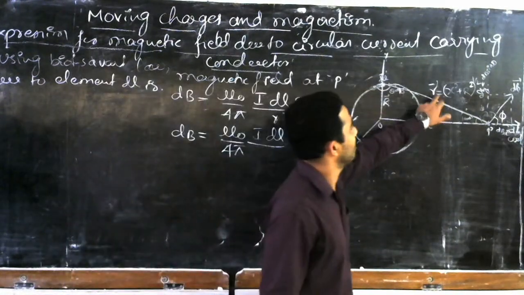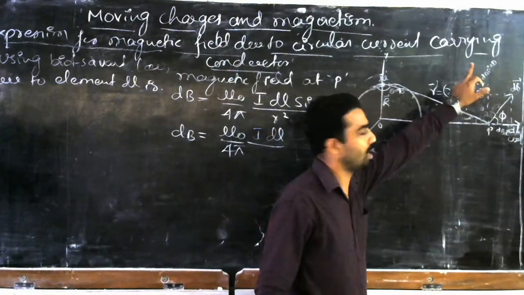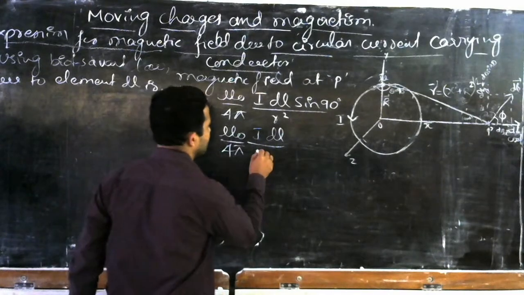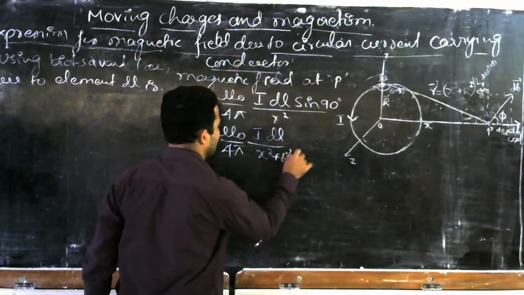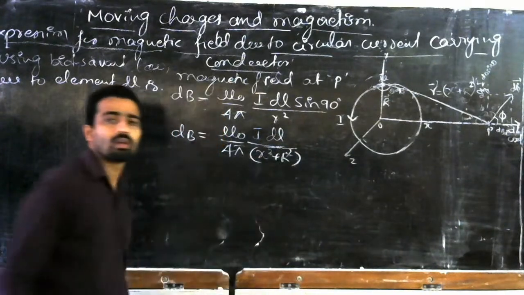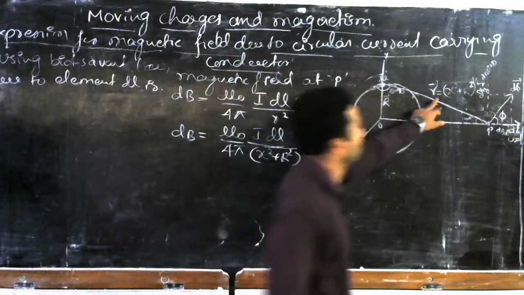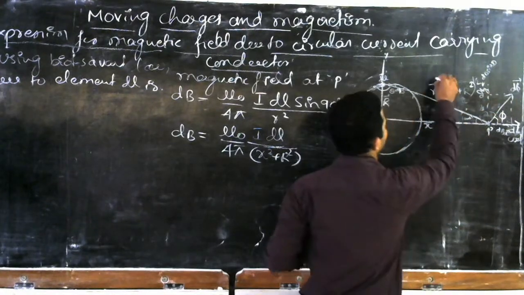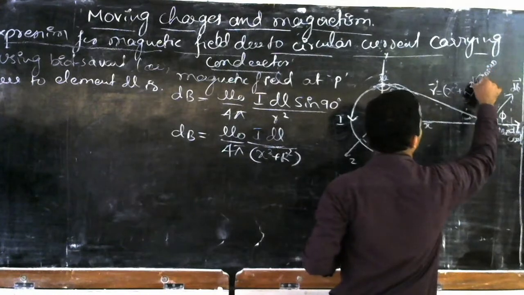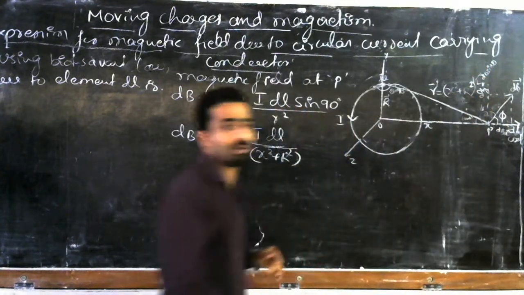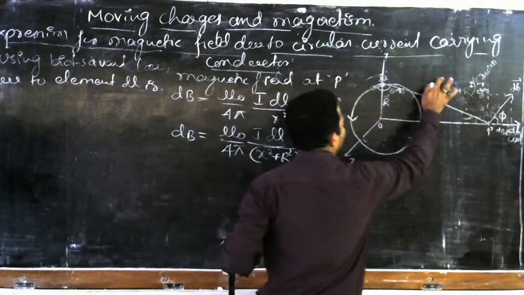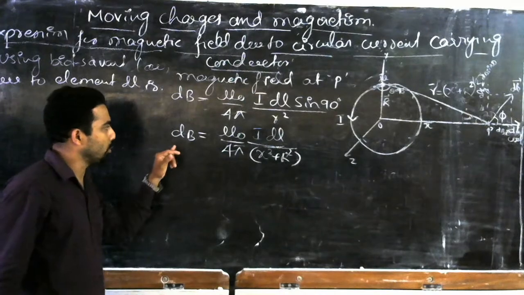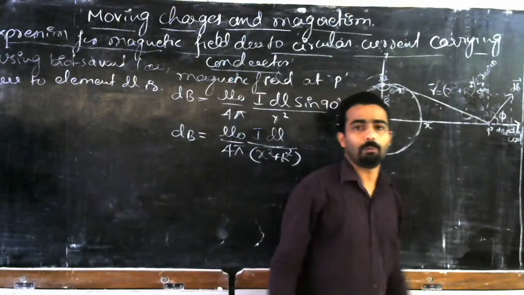We know that r is equal to x square plus r square to the power half. If you square it, r square is equal to x square plus r square. I hope you understood. If you square both sides, the square and the half cancel, so the remaining is x square plus r square. Fine. So now this gives the magnetic field due to the element dl at the point.